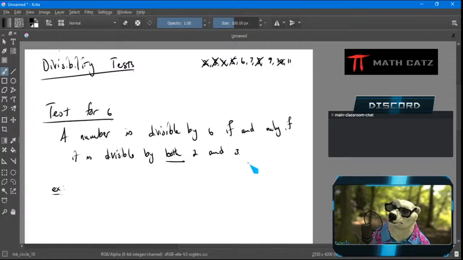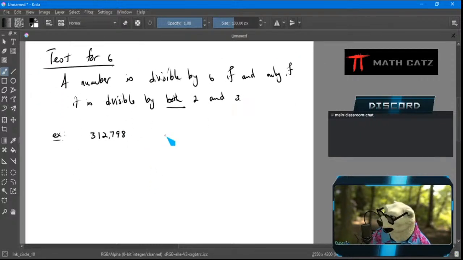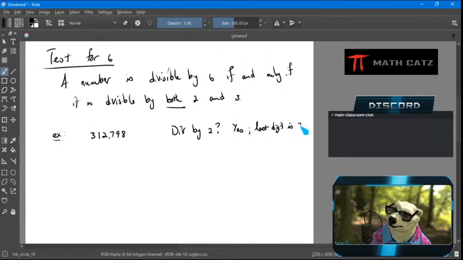it's divisible by 2, if it's divisible by 3, and only if I have both, then I can say, yes, it's divisible by 6. For example, let's take here 312,798. Is that divisible by 6? Well, I need to decide, is it divisible by 2? Yes, because my last digit is an 8. It's an even number.